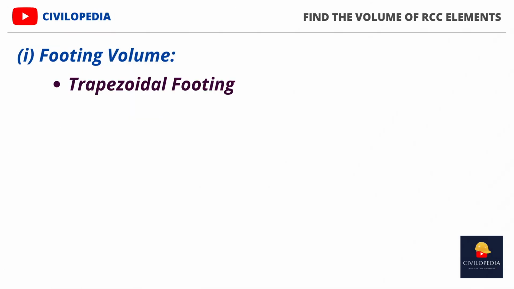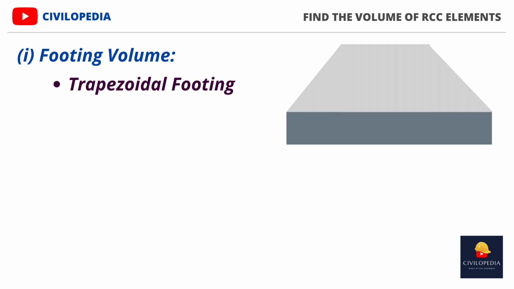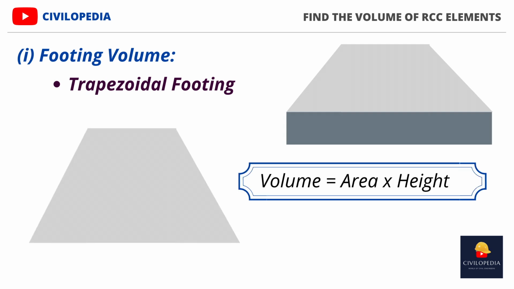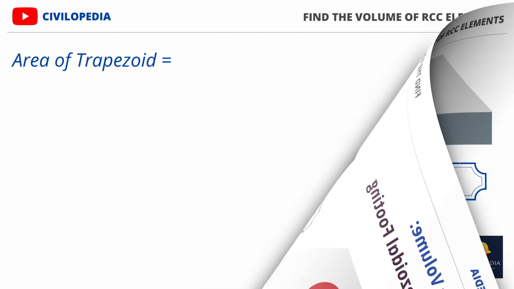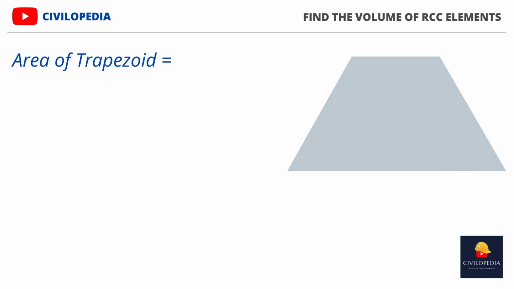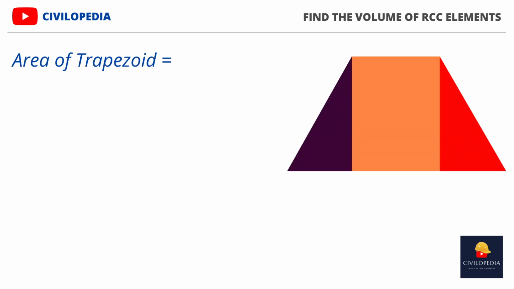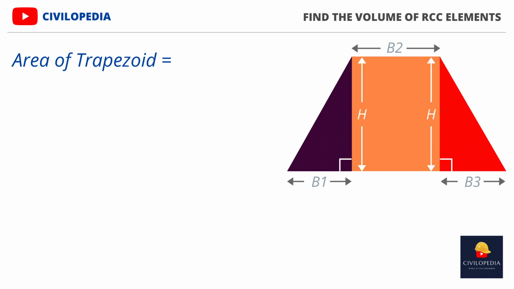Now we will see the trapezoidal footing. The common formula is area into height. Do you know what is the area of a trapezoid? We will see that. Before calculating the area of the trapezoid, we need to divide the trapezoid into 3 different shapes so that it will be easy to calculate. We have 2 right angle triangles and 1 rectangle. We will take this side as B2, this one as B1, this one as H, and this one as B3, and this one will be automatically B2.